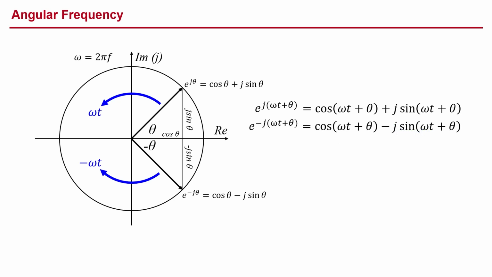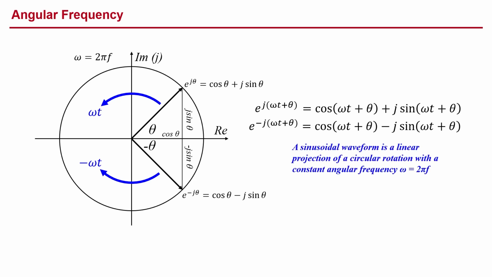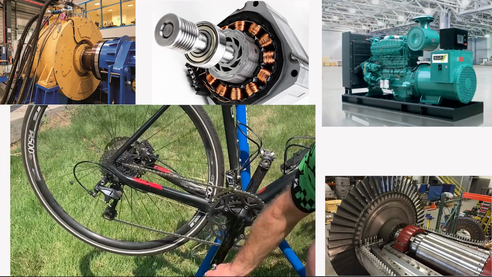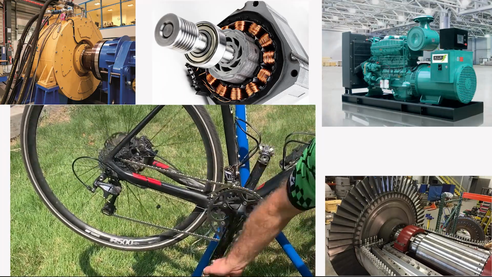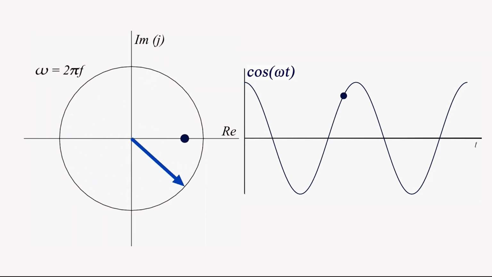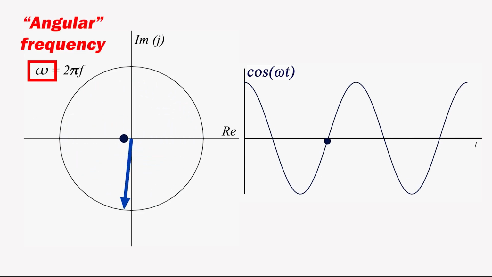The significance of all this is that a sinusoidal waveform can be thought of as a linear projection of a circular rotation with a constant angular frequency of omega equal to 2 pi times f. In the case of rotating machinery, such as motors and generators, the circular motion is clearly quite literal. The point is that all sinusoidal and periodic waveforms in any application are modeled as a circular projection, as directly implied by the use of the term omega used to represent angular frequency.